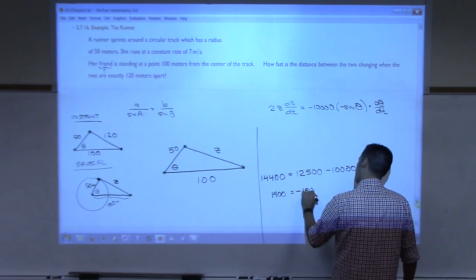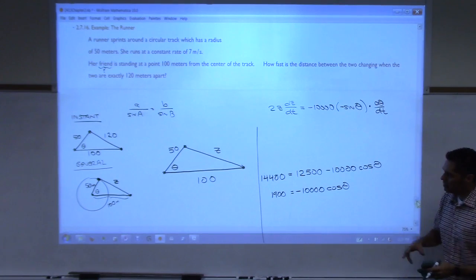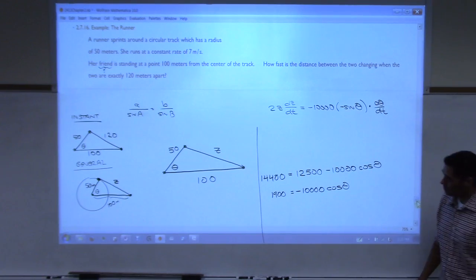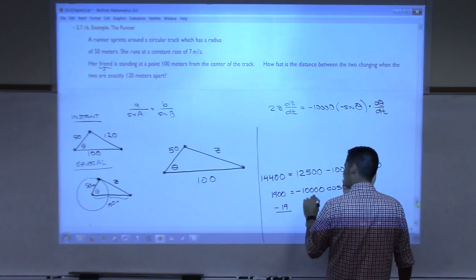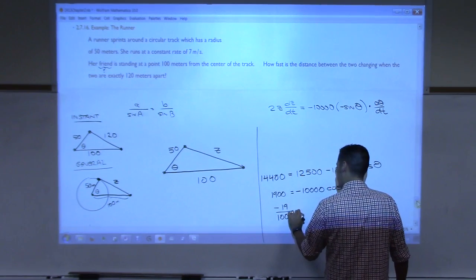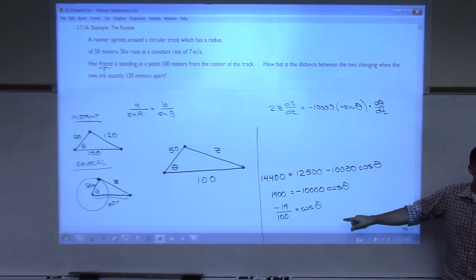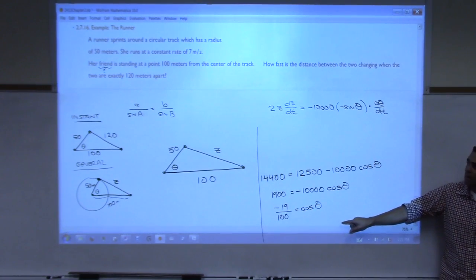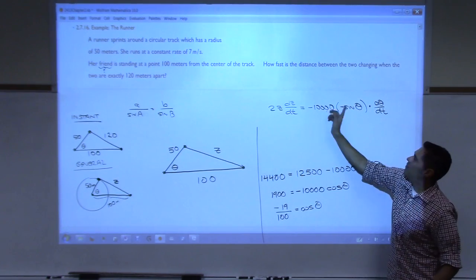1900 equals negative 10,000 cosine theta. Divide by 10,000. You get negative 19 over 100. That is cosine theta. But I need theta. I need, well, negative, but the negative is going to come out.